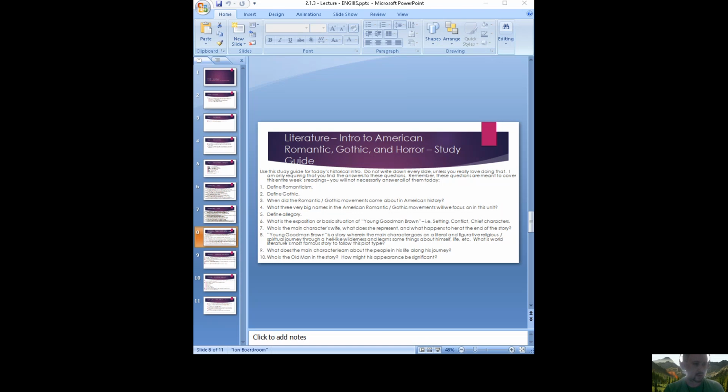Today's reading, Young Goodman Brown, fits the term allegory. Allegory is a story where everything stands for something else. Sometimes it's very blatant or on the nose, like if you have a character named Strength, who represents strength, a character named Greed, who represents greed. Other times it's a little more subtle, but in an allegory, everything represents something else.